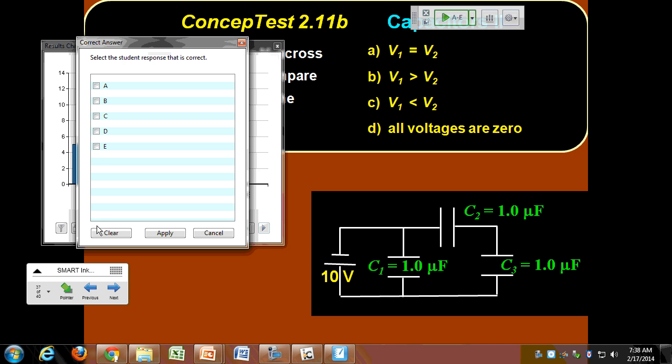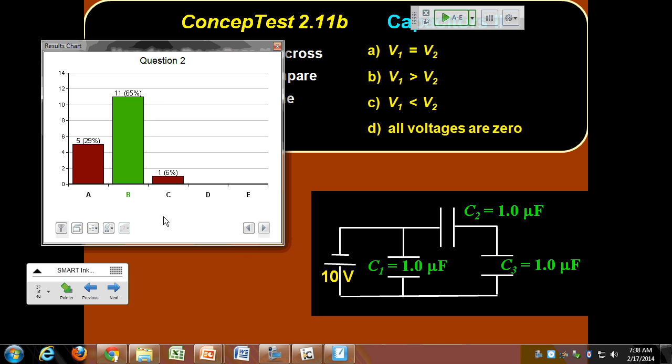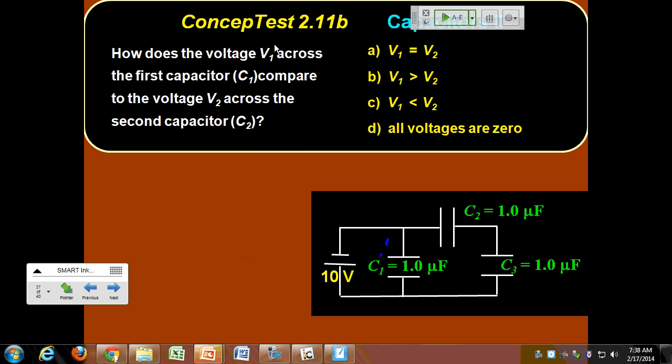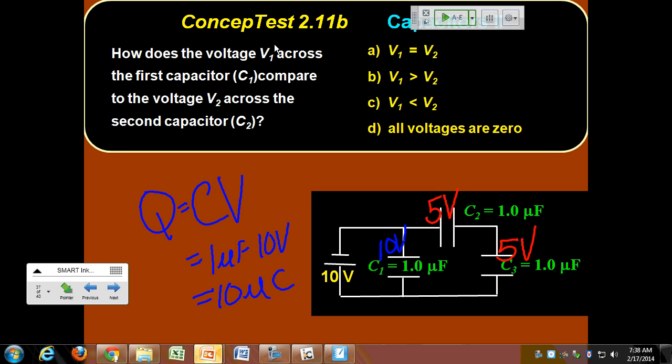B is correct. What is the voltage on C1? It's 10 volts. C2 then is what? I have 5 volts here, and C3 is also 5 volts. What are the charges on C1? Q is equal to CV. So that's 1 microfarad times 10 volts, so I have 10 microcoulombs. And on each of these, I have 5 microcoulombs for the same reason. You with me on this?